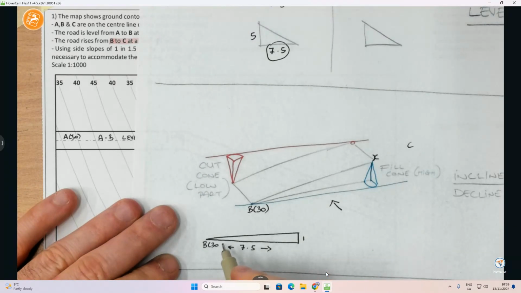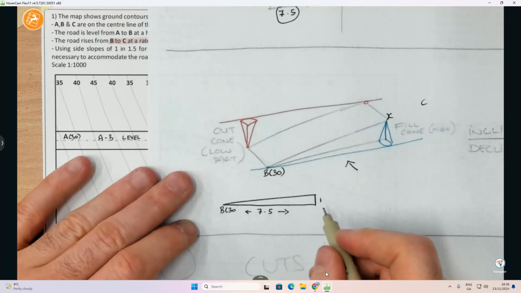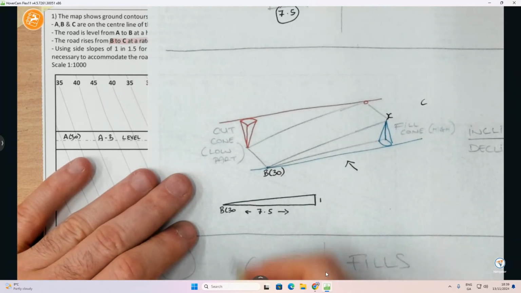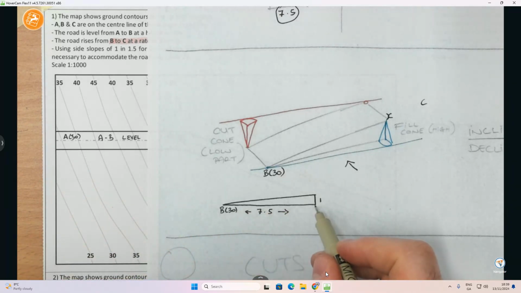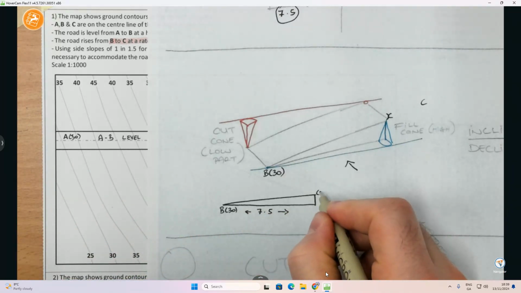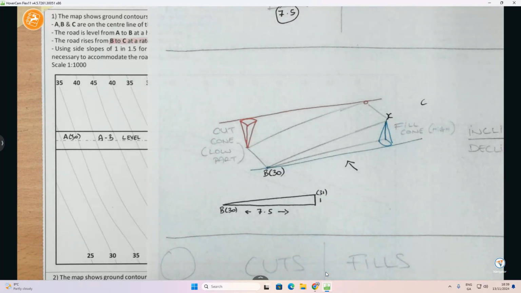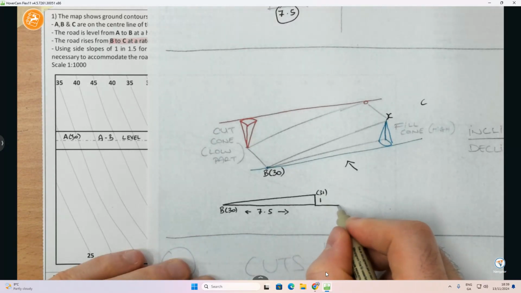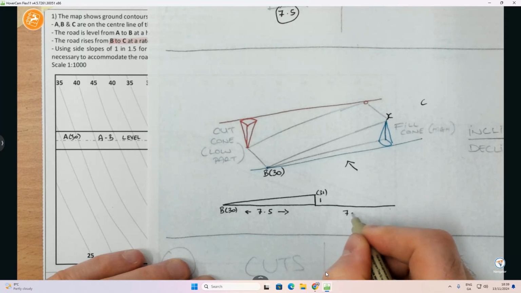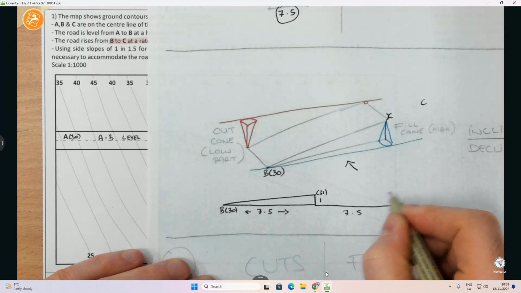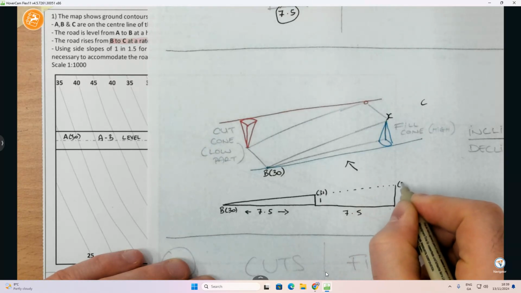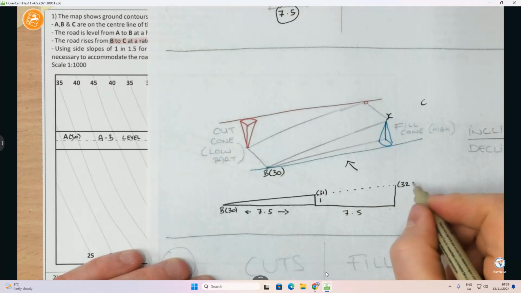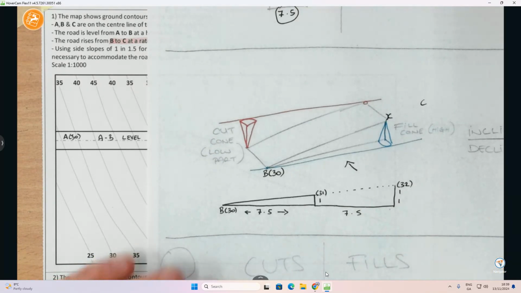And for every 7.5 meters I travel along the road, I'm going to go up 1 meter in height. So what does that mean? Technically, if I move 7.5 meters along the road, I'm now at a height of 31 meters. If I go another 7.5 meters along the road, which is technically 15 meters altogether, then that would continue on in height, and I'd now be at 32. Okay, because I would have gone up 1 plus 1.